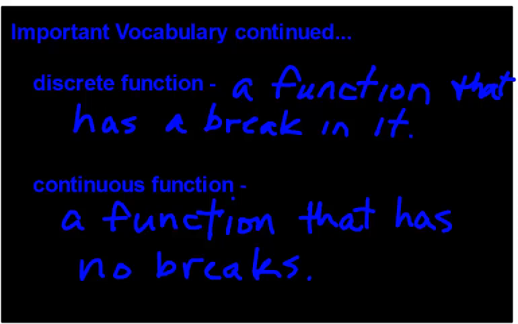Two other words that we will be looking at are discrete function and continuous function. These two particular words are words that we will cover later on in future videos, but just to give you an idea of what they mean, a discrete function is a function that has a break in it, while a continuous function is a function that has no breaks.